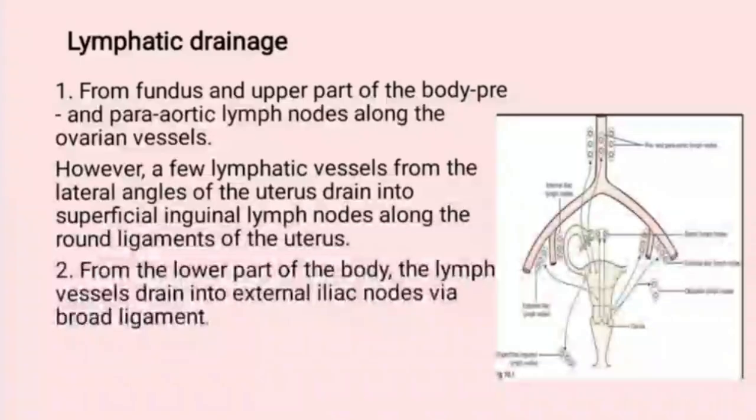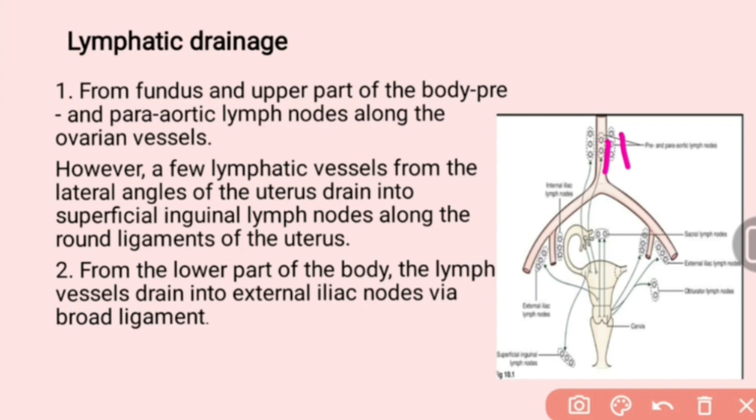Now, lymphatic drainage is important to know because the lymphatic route is one of the most common routes of spread of cancer from the cervix and endometrium. So, we have to learn about the lymphatic drainage of the uterus. From the fundus and the upper part of the body, lymph drains into the pre- and para-aortic lymph nodes along the ovarian vessels.